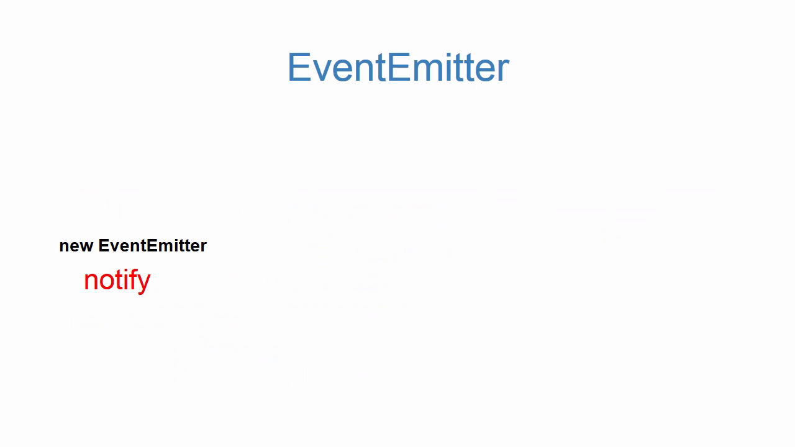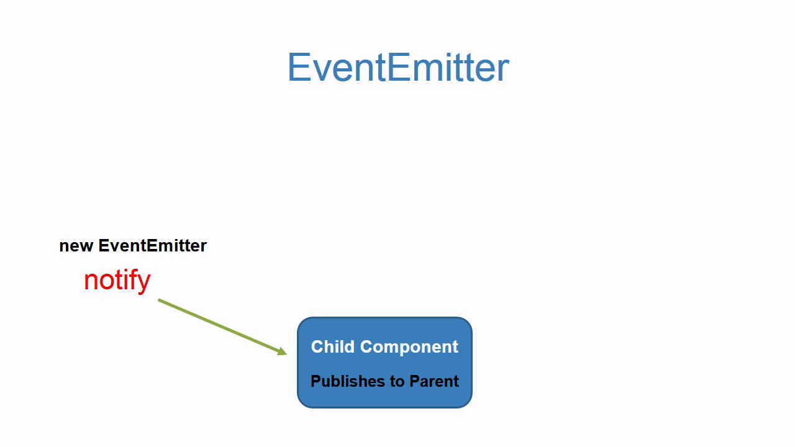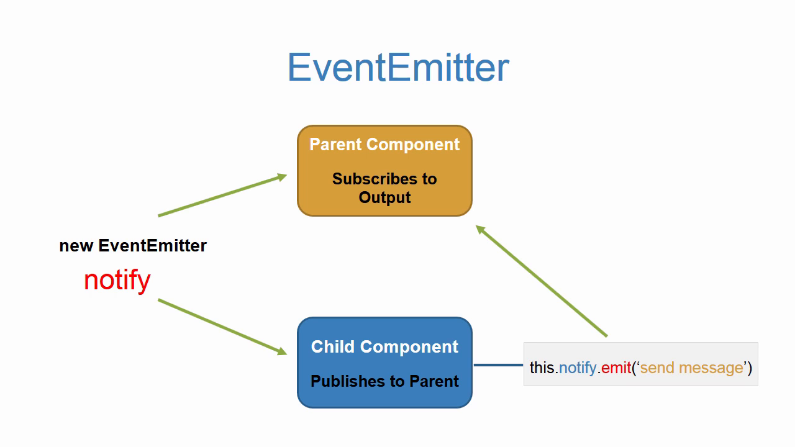So say we create a new event emitter named notify in our child component. Now, our child component has become a publisher and is going to be used to send data up to its parent using the emit method. The parent component now becomes a subscriber to the notify output. And this means that when notify has emitted this send message string, it will be automatically picked up by the parent and can then be used in a method defined in our parent component.